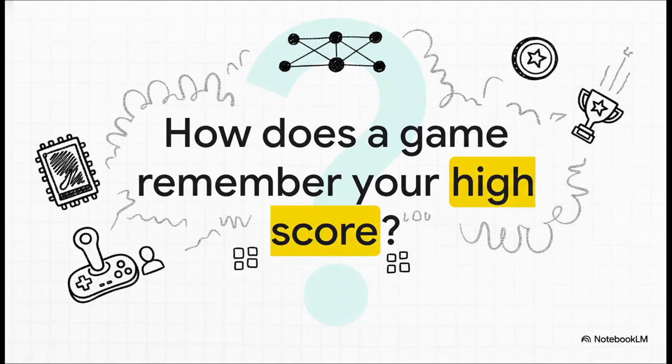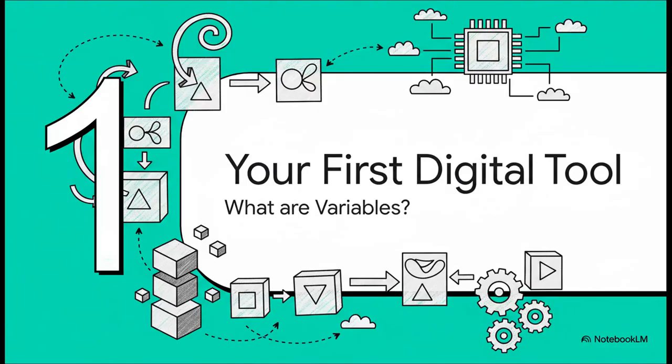So, have you ever really stopped to think about this? How does a computer remember anything? How does it keep track of your high score, your username, or what level you're on? The answer? Well, it's actually way simpler than you might think, and that's exactly what we're here to break down. The secret sauce, the magic behind it all, comes down to one thing: our first and most essential digital tool. This is the core mechanism that lets any program store, manage, and even update information in real time.